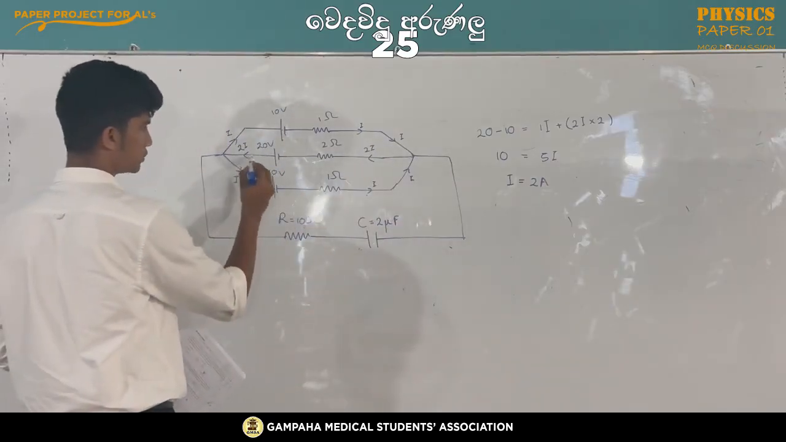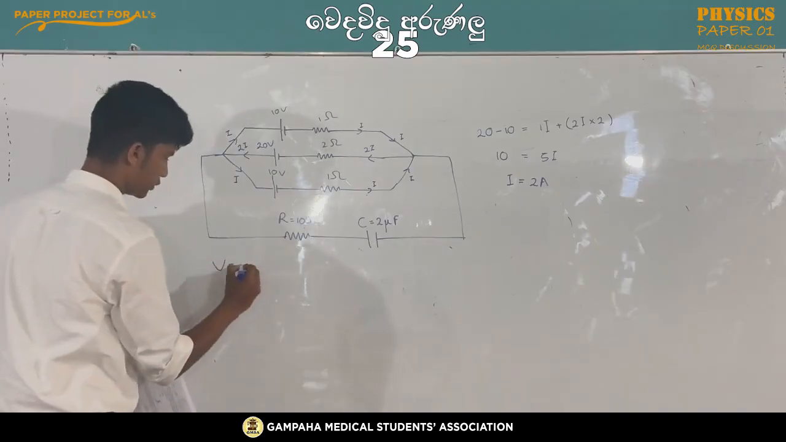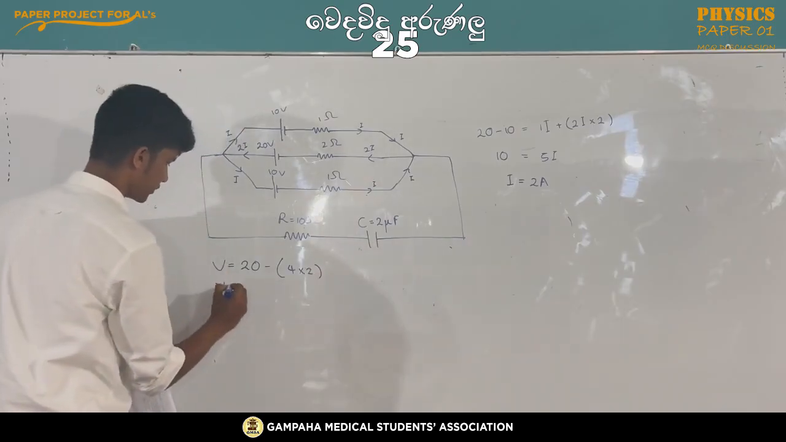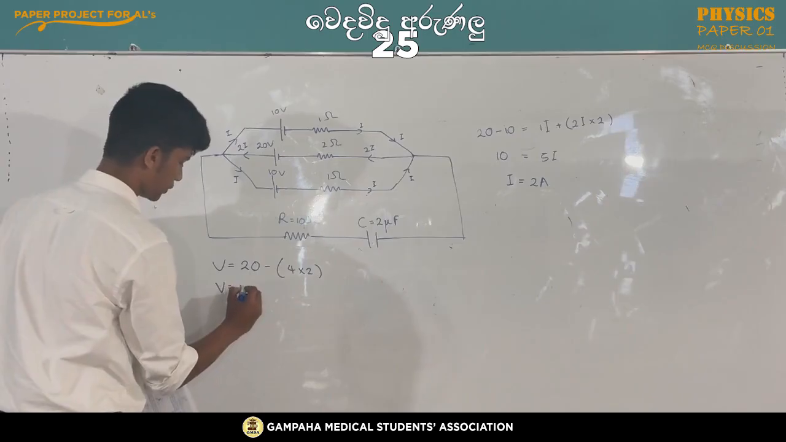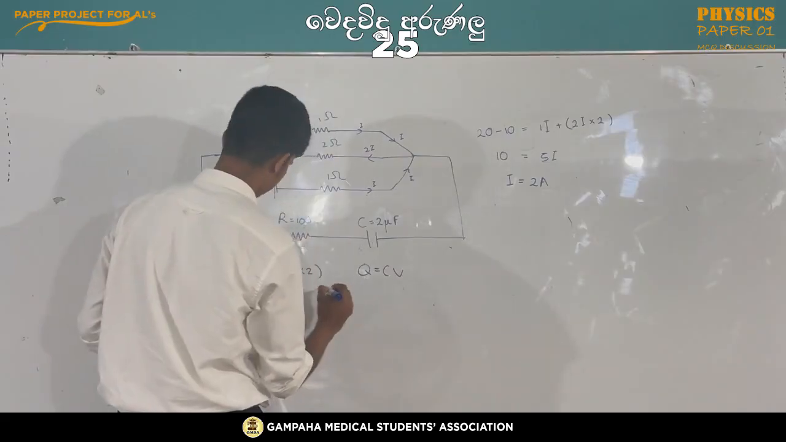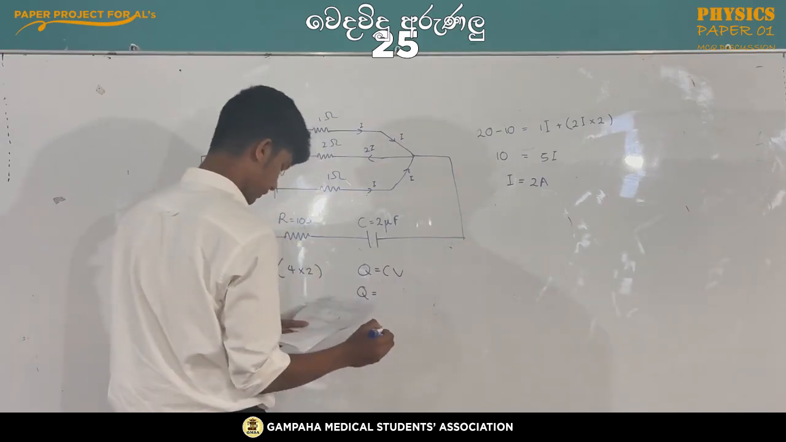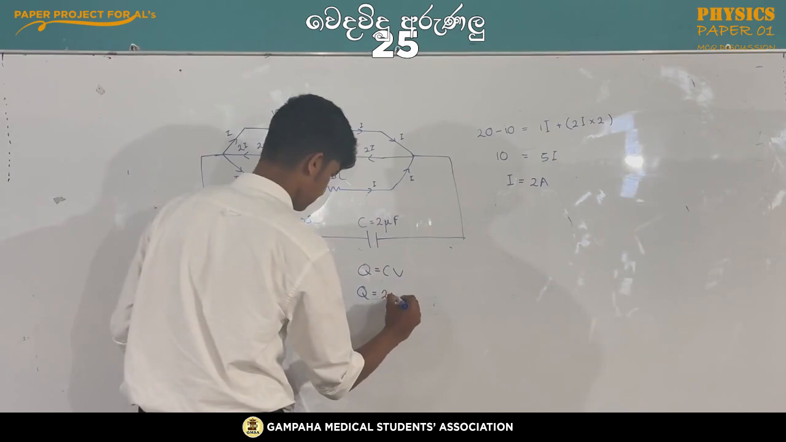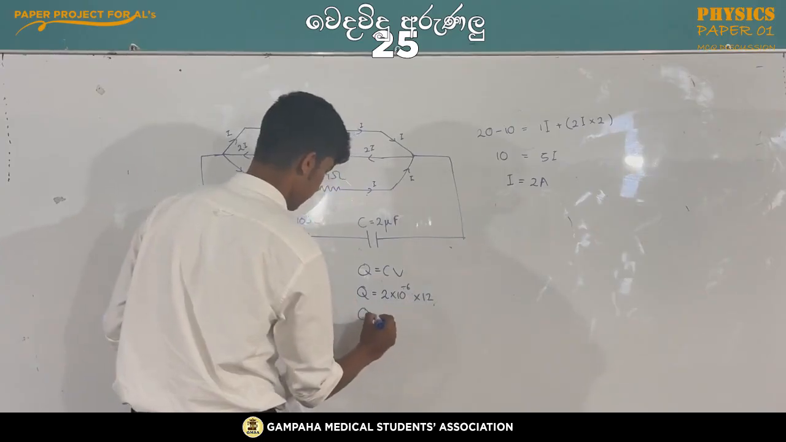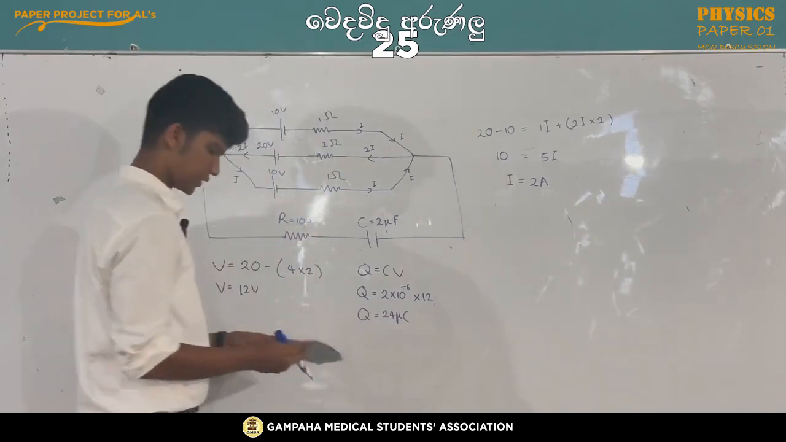So then as you move along these 2 points, there is an increase in the potential as well as a decrease. So then the potential is equal to 20 minus 4 times 8. Then the potential across those 2 points is 12 volts. Then using the expression Q equals CV, we can get the charge of the capacitor. They have given the capacitance as 2 microfarads. Then the charge is 24 microcoulombs. The answer is the fourth answer.